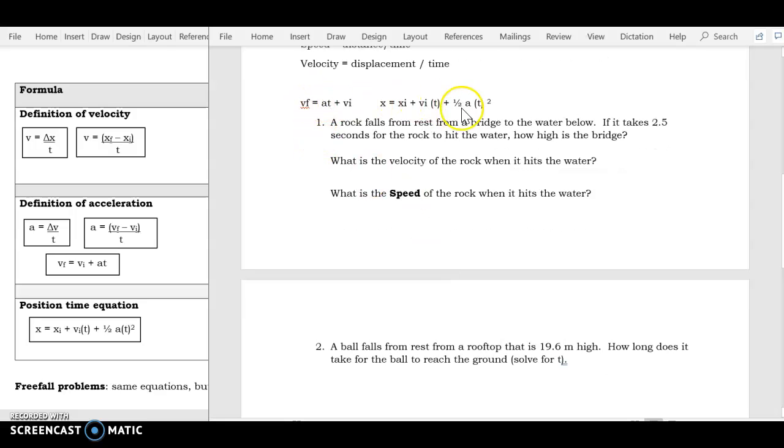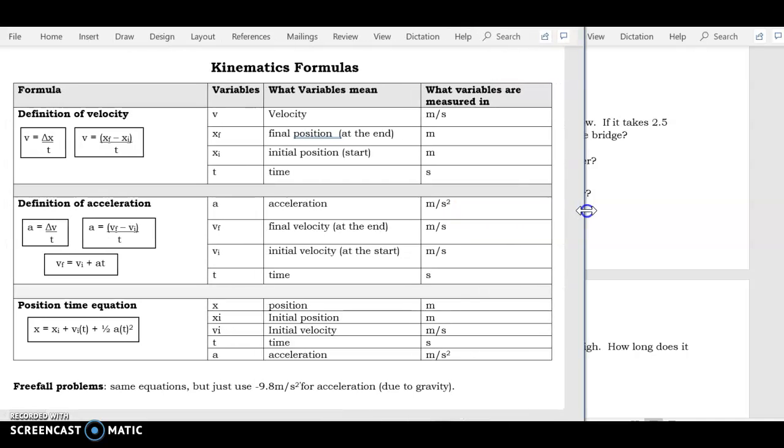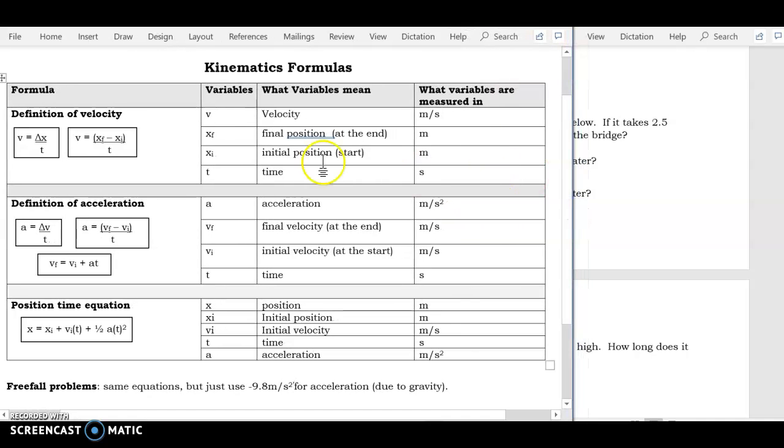So here's the formulas he has listed. I have them pulled up on the side over here as well. This is a document I've been using, and I'll post this under my notes section as well. But basically, here's all the formulas that we've been taught so far and what all the variables are and what everything means and the units that they use.